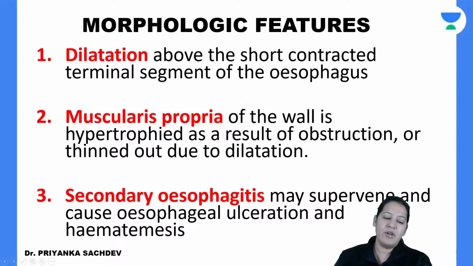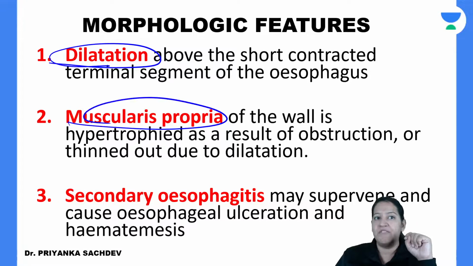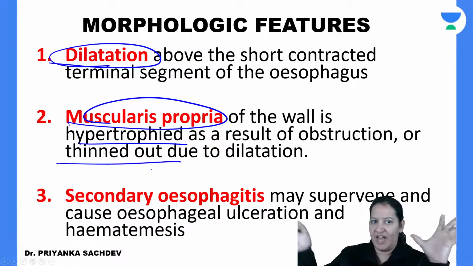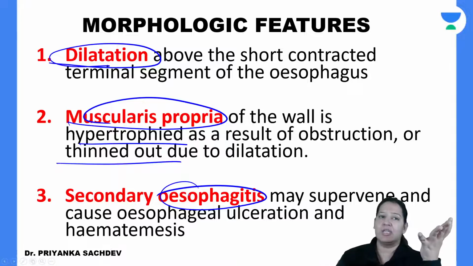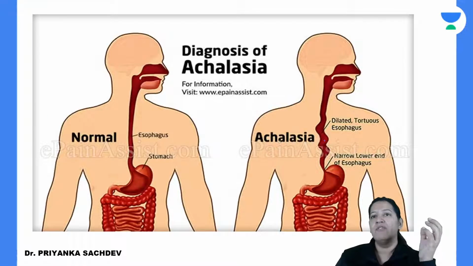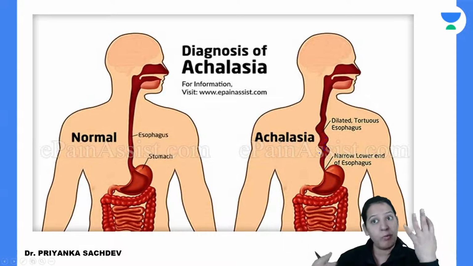Okay, so what are the morphological features? You can understand the esophagus got dilated. Number one, the muscularis propria first gets hypertrophied and then thinned out due to the dilatation. And secondary esophagitis, that is superimposed infections, because food is gathered here, no? Food is gathered here, so it will get dilated, and it is more prone to get infections.